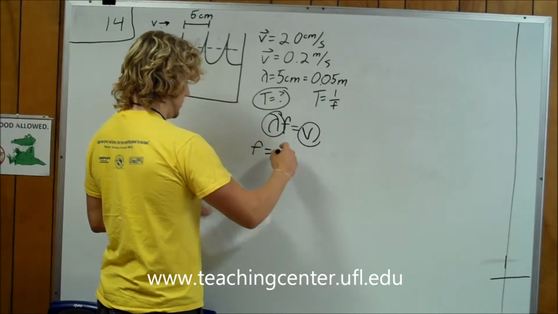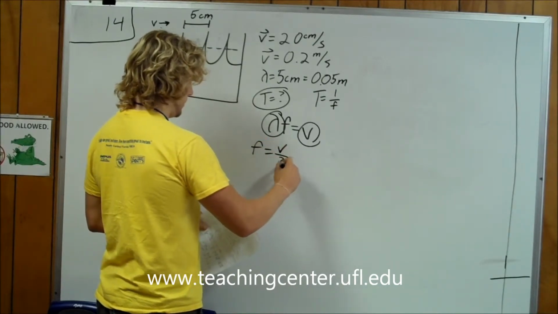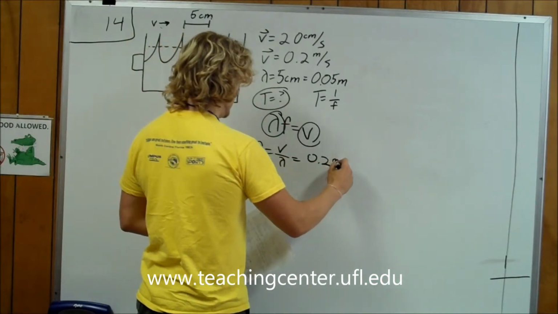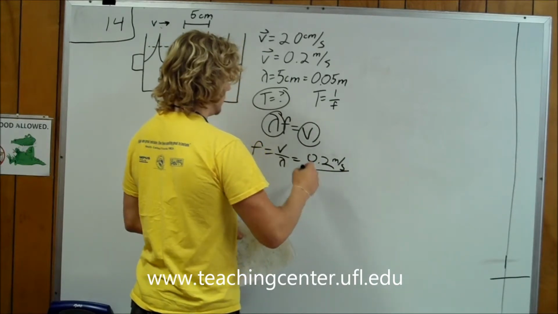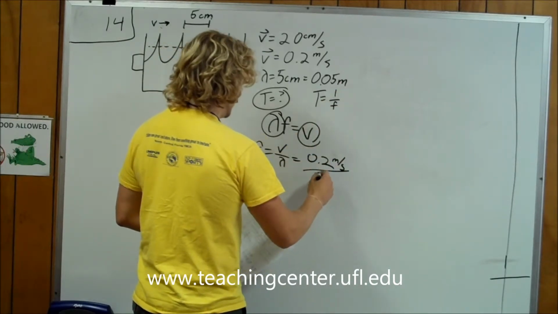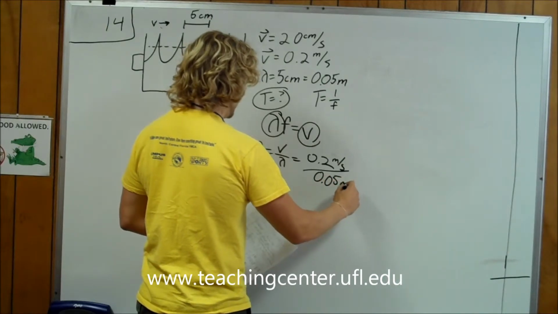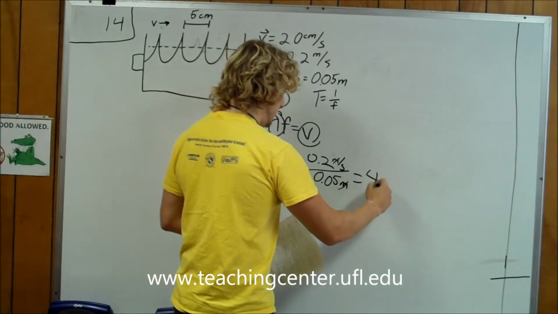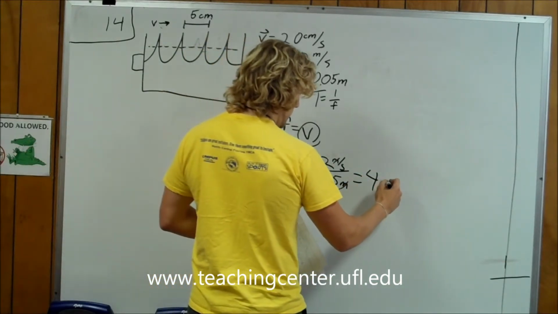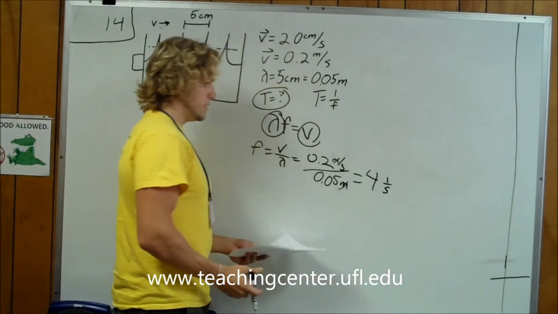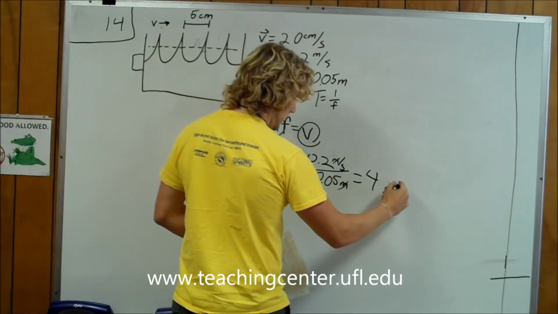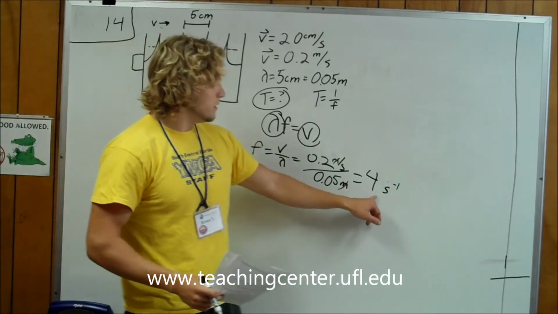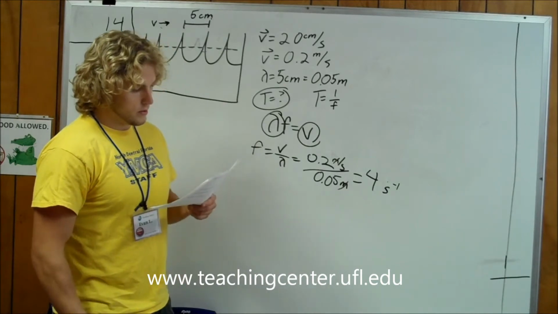Frequency is then equal to V over wavelength, which is equal to 0.2 meters per second over 0.05 meters, which equals 4 1 over seconds, or seconds to the negative 1. That's the common way to put it. So now we know that frequency is equal to 4 seconds to the negative 1.